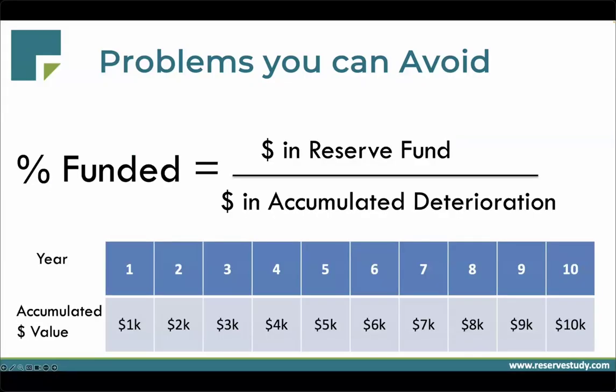And now, if you have someone saying to you, well, if we don't spend the money, we're actually saving the money, that's actually a misinterpretation, right? That's incorrect. And so here is a visual of your percent funded, right? So you take what is in the reserve account divided by the total value of accumulated deterioration. And so what's the accumulated value of deterioration? Well, you can see that here.